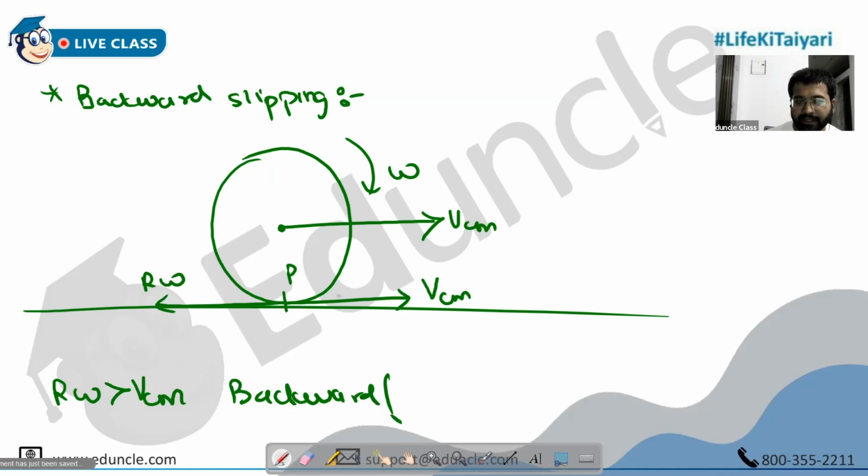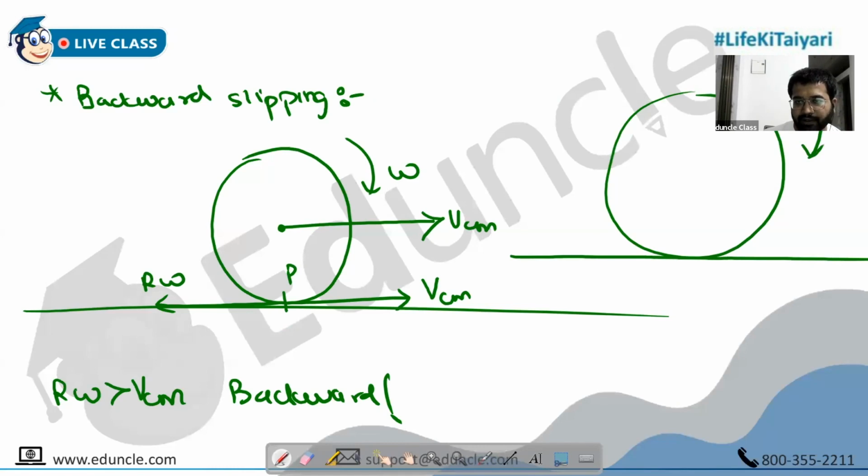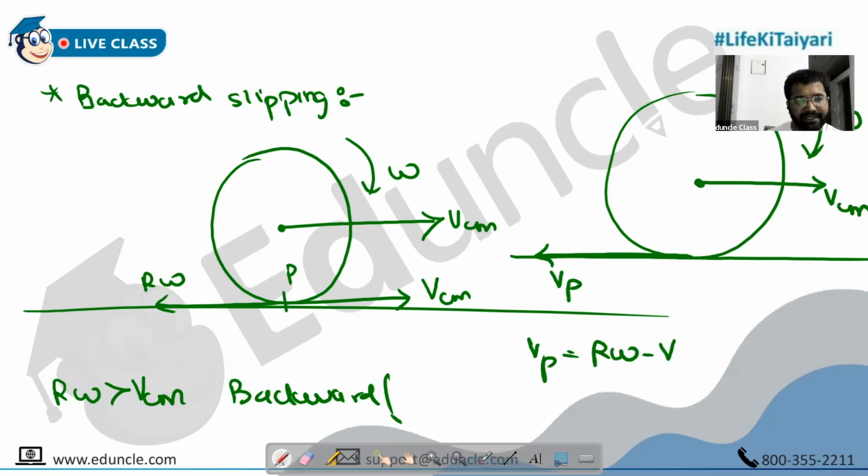Why? Because since R omega is greater than Vcm, where is the net velocity? It will be in the direction of R omega. So here we have got omega, here we have got Vcm. And now the net velocity Vp will be in this direction, which is actually equal to R omega minus Vcm this time, because R omega is greater. Since the slipping is happening in the backward direction, you call it backward slipping.